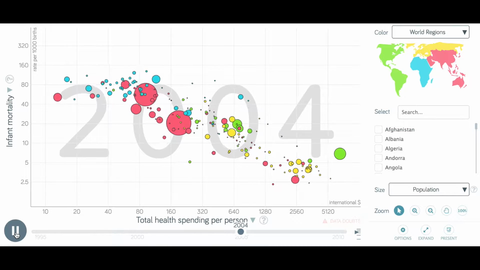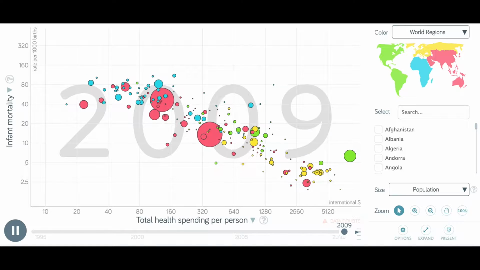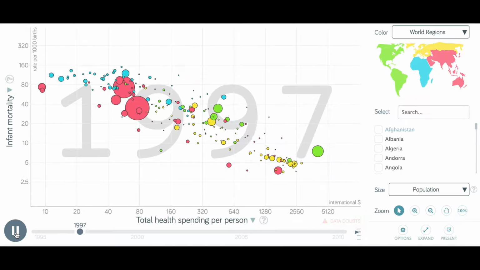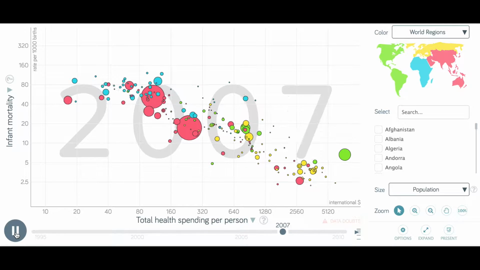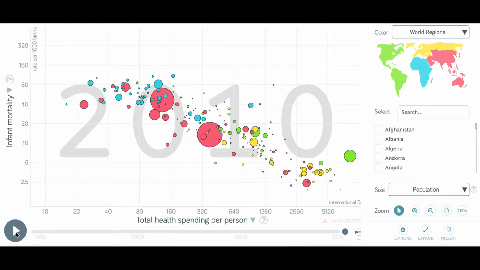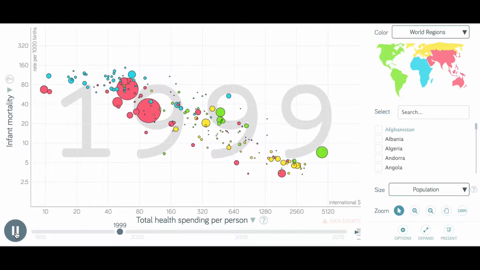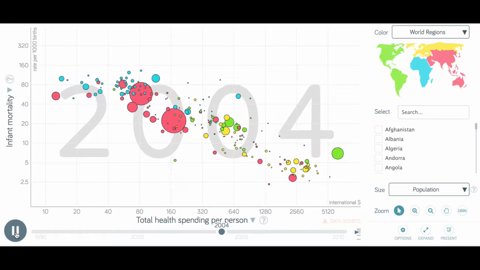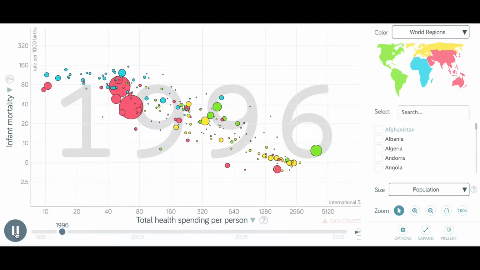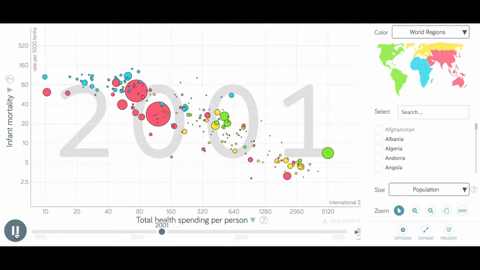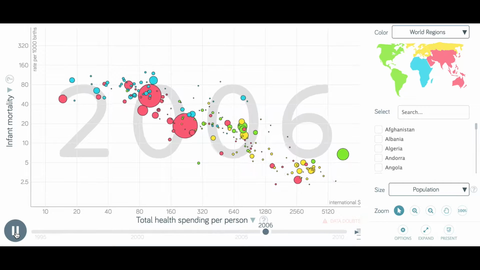Good afternoon. This week we'll be discussing the relationship between total health spending per person and infant mortality rates across multiple countries. We're defining infant mortality as deaths of children during the first year of life per every 1,000 live births. Total health spending per person is the average health expenditure per person expressed in international dollars. This already brings up some interesting factors, as some countries differ on how they define infant mortality.